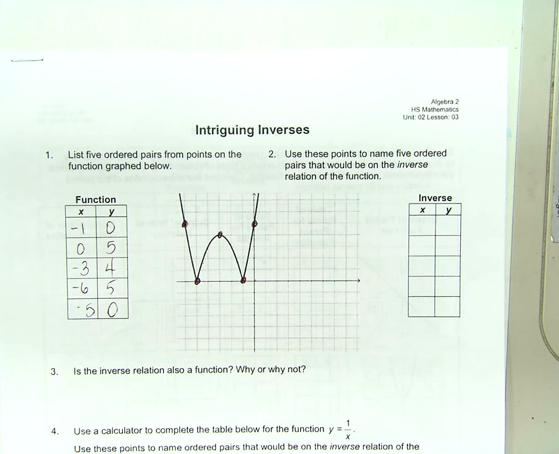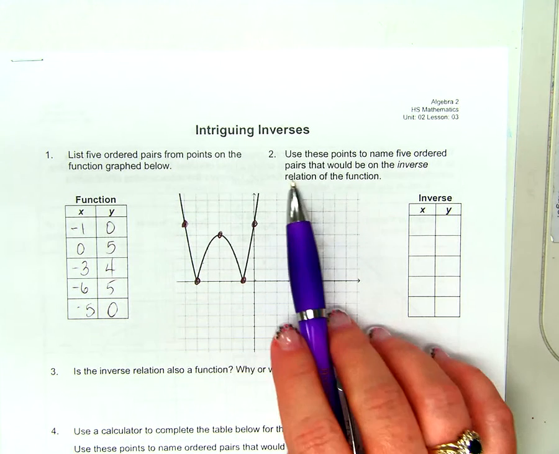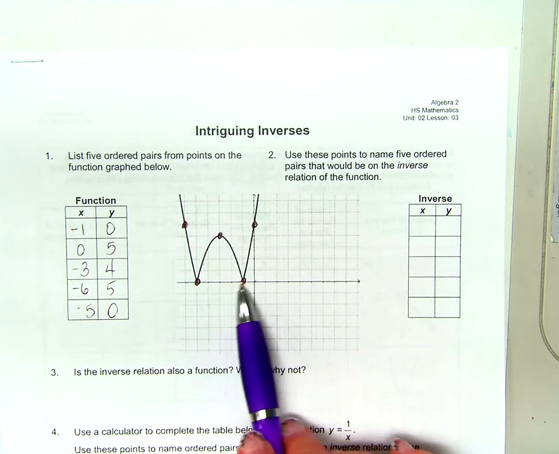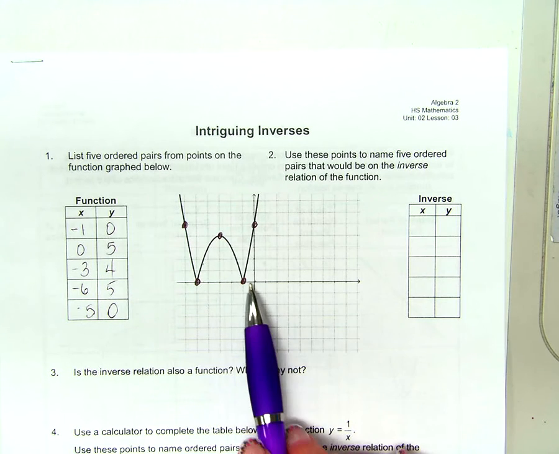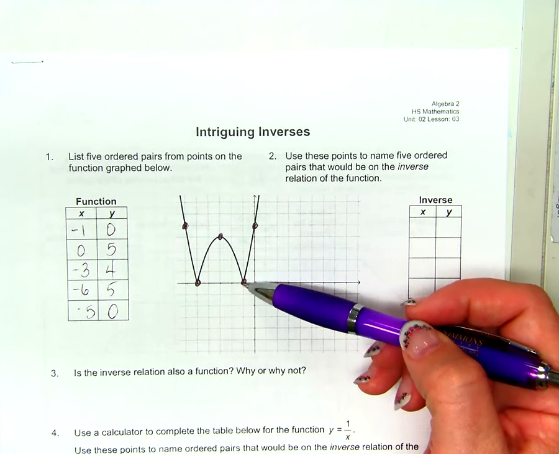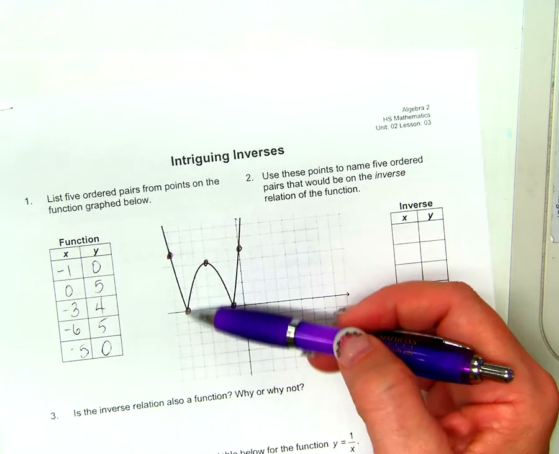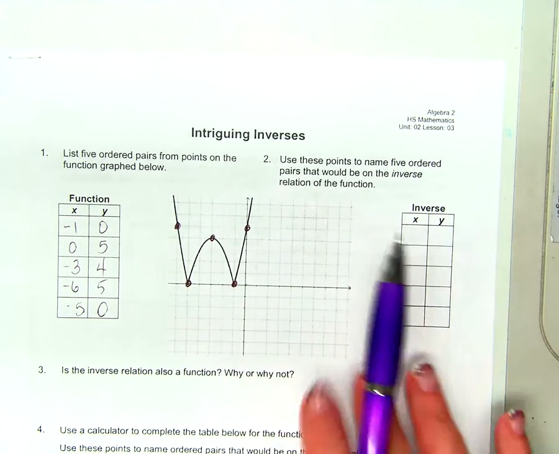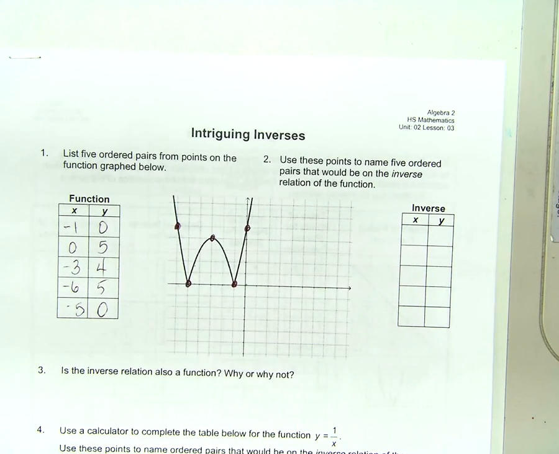It gives us the shape, doesn't it? Absolutely. It gives us the shape. Especially these 3 right here are where the function is changing direction, right here, right there, and right here. Okay? So, use these points to name 5 ordered pairs that would be on the inverse relation of the function.